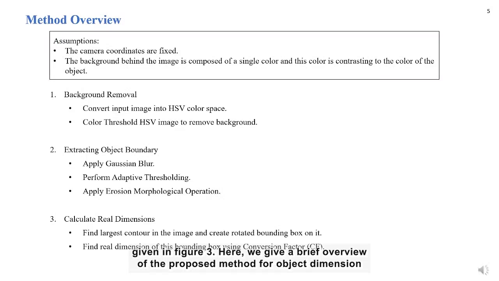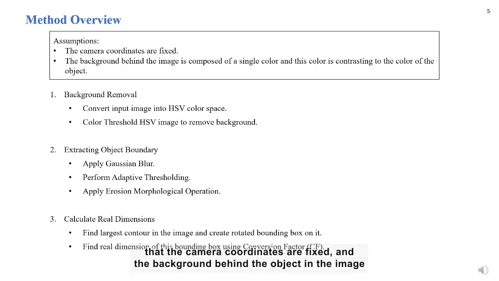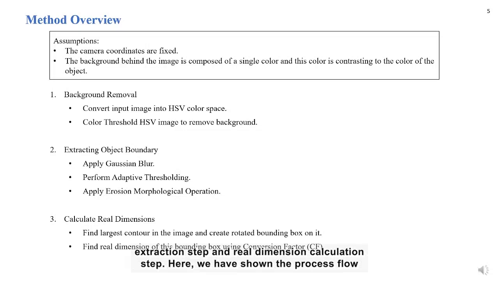We give a brief overview of the proposed method for object dimension extraction. First, let's go through the assumptions made for this method to work. We have assumed that the camera coordinates are fixed and the background behind the object in the image is composed of a single color, and this color is contrasting to the color of the object. The proposed method consists of 3 different steps: background removal step, object boundary extraction step, and real dimension calculation step.